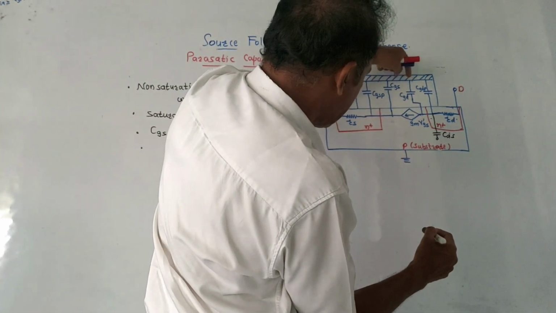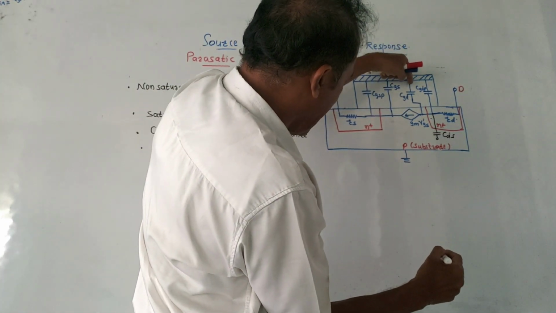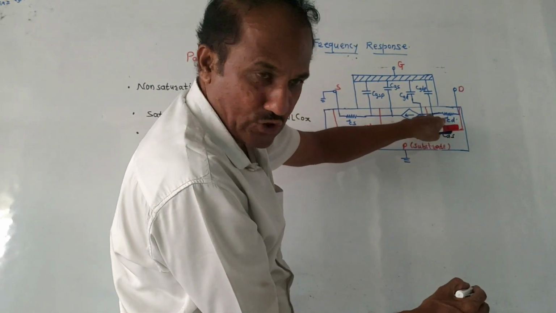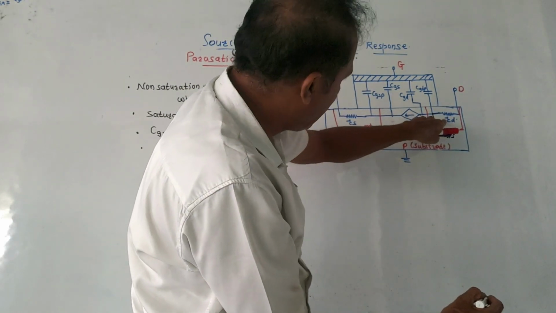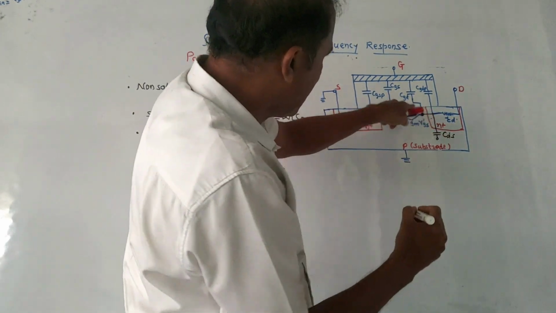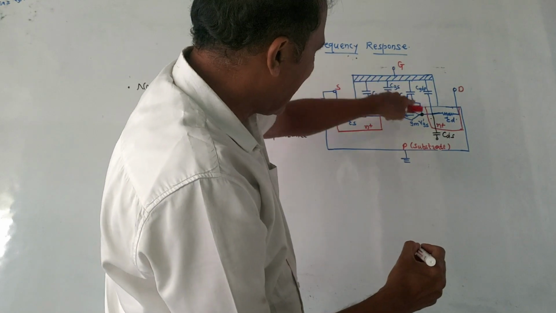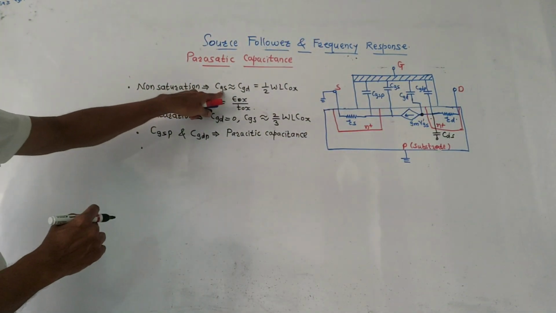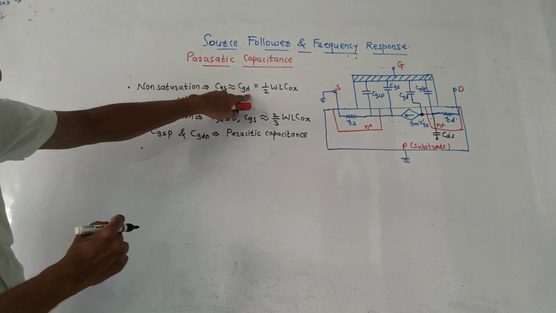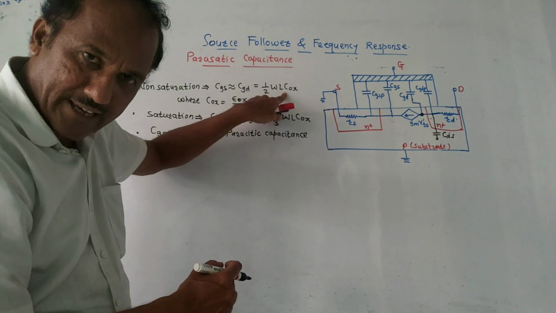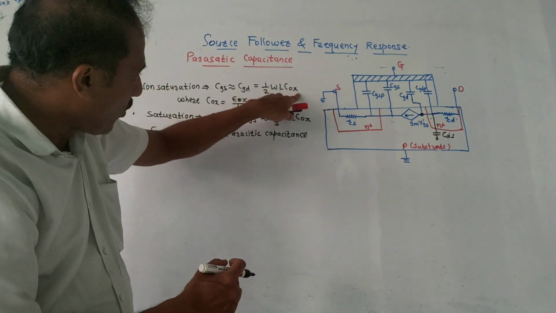CGD is this capacitance which is again connected from gate to the drain terminal. Look here, a resistance RD is used in series with the drain terminal, and this is the same point of the drain terminal. So CGD is the capacitance between gate and drain terminal. In the non-saturation region, CGS is approximately CGD, whose value is 1/2 WL COX, where W is width and L is length.